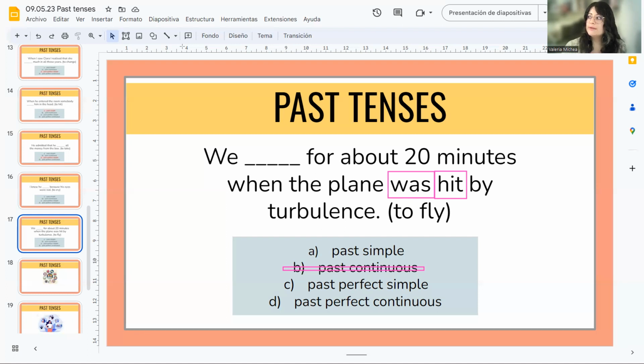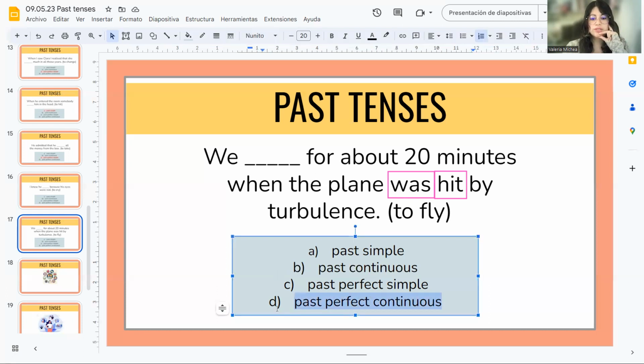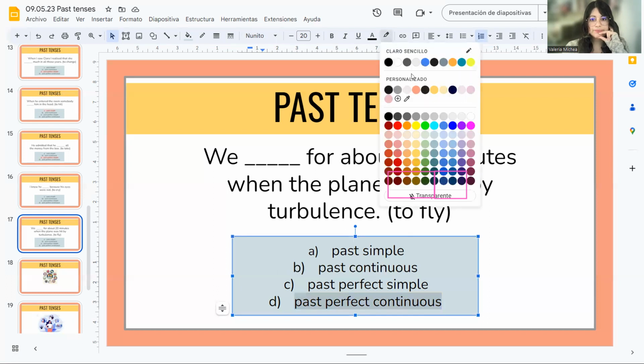We were flying. I don't think so. Yeah, it sounds weird. I understand what you are trying to say, but it sounds really weird if you say we were flying. No, it doesn't make sense. In this case, I would also go for the perfect tenses, and I feel more confident about the past perfect continuous. Let me explain why.